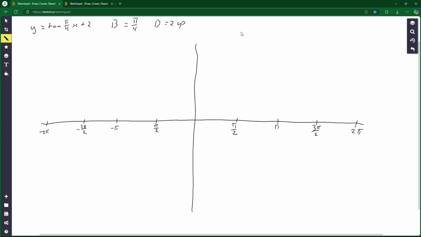Now, first we want to find our period. So period, remember, is just going to be equal to pi over b. We know that our b is pi over 4, so pi over pi over 4. That's just going to equal pi over 1 times 4 over pi. Those cancel out. It's just going to leave you with 4 over 1, which is just 4. So our period is 4.